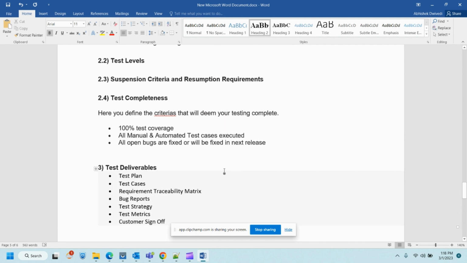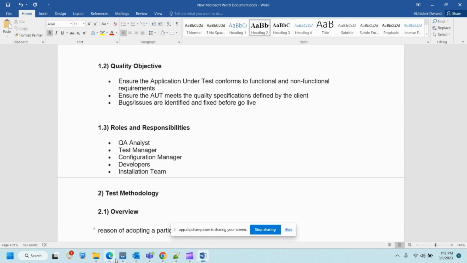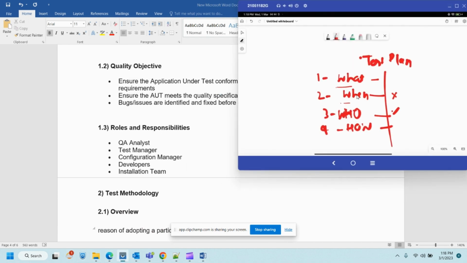So this is all about test plan. But the important thing is, when somebody asks you about test plan, you need to remember what, when, who, and how. What I need to test, when I need to test, when to stop, who will do what, roles and responsibility, how, I mean tools and technology, and all those things, what the objectives are, and something like that. So this is all about test plan.